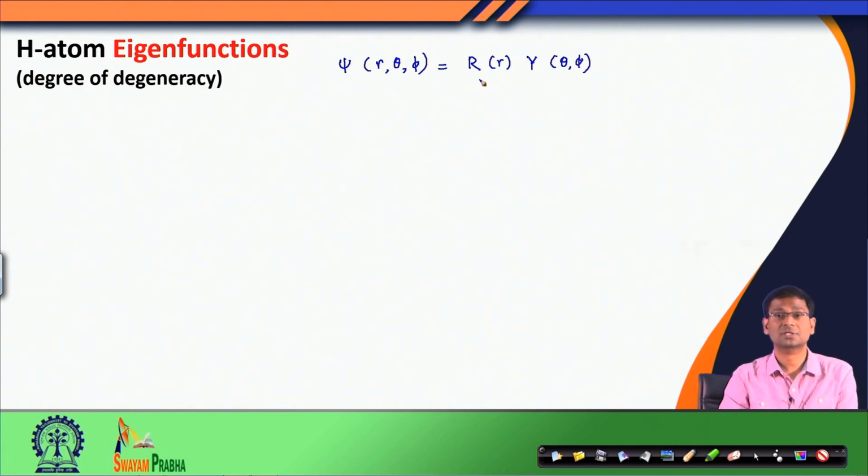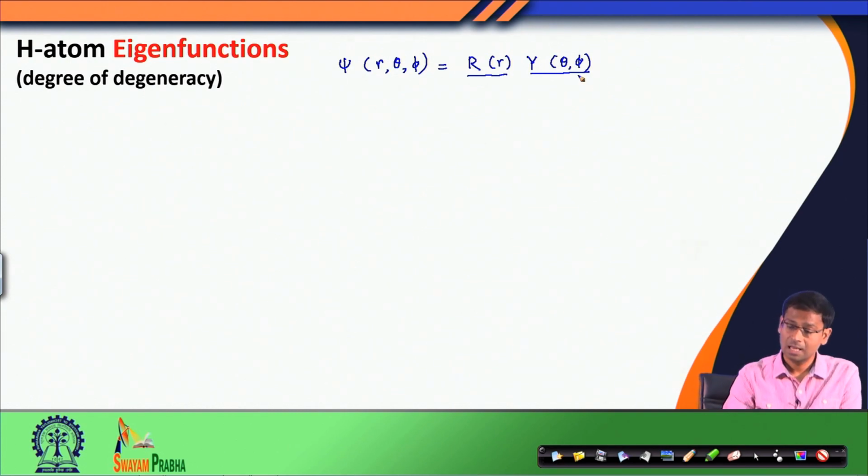We started our discussion, or carried out the quantum mechanical solution of the hydrogen atom, by taking this variable separation strategy. So, here our total wave function is the product of a radial function and an angular function. To remind you, this angular function turned out to be exactly the same eigenfunction of the L squared and Lz operators. So, these Y functions were the spherical harmonics.